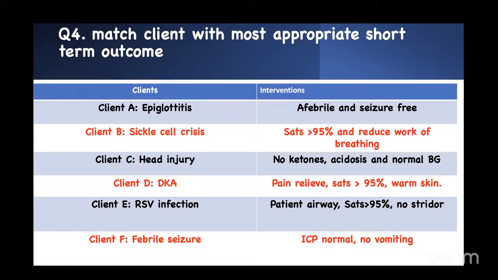What do you think? Of course, if you have epiglottitis, airway is our number 1. So we want to ensure patient has airway, right? Saturation improving, we're preventing stridor. What do you think about the sickle cell patient? The most important thing is what? They have pain. They have perfusion problem. They have other issues. So that's what we're going to do. Pain relief, saturation 95, and warm skin.